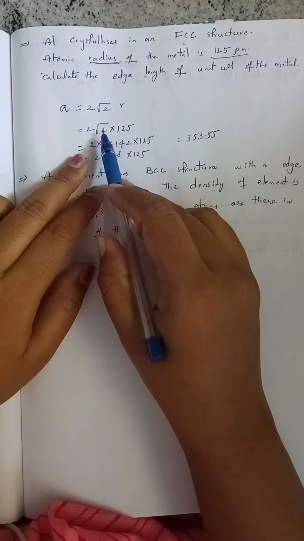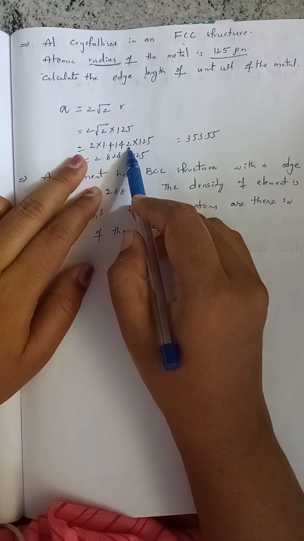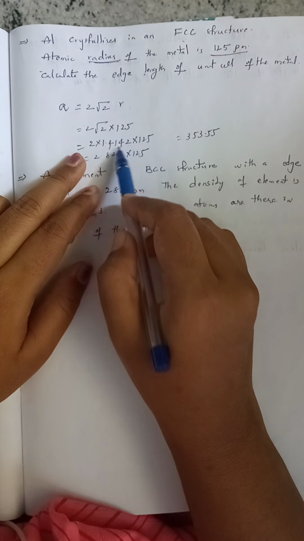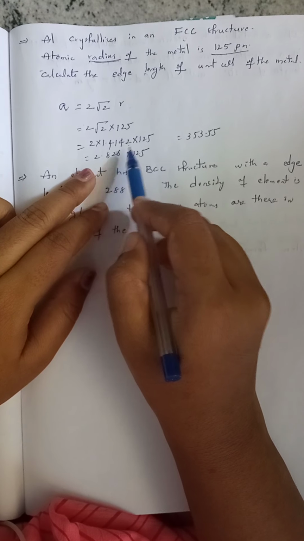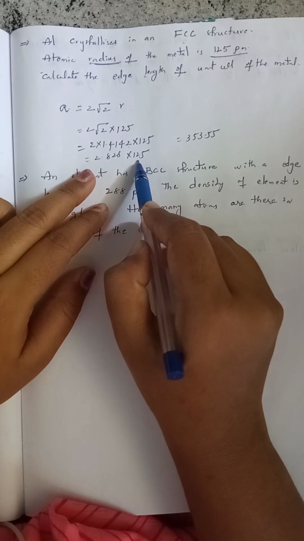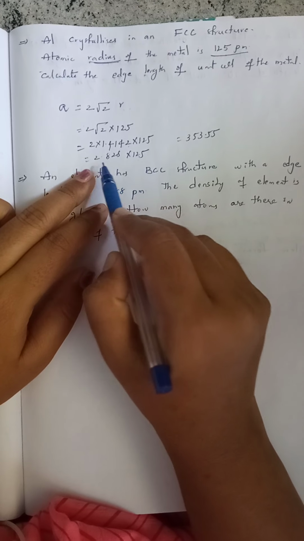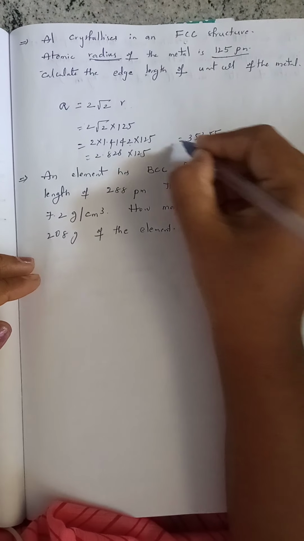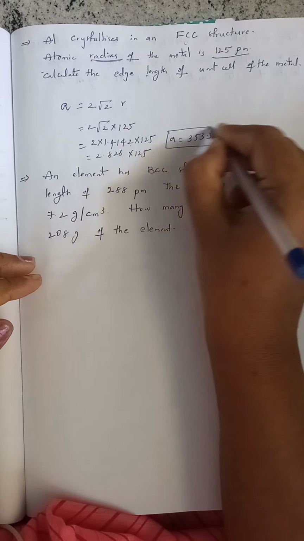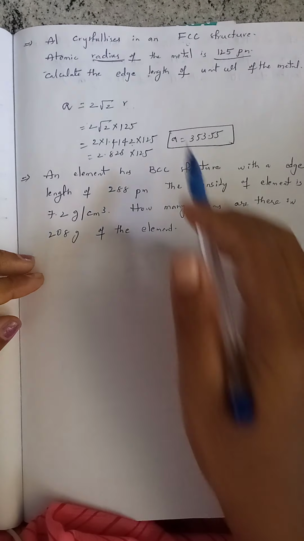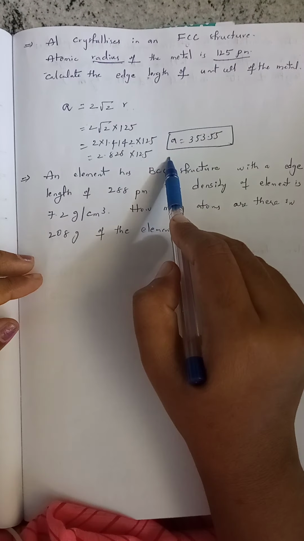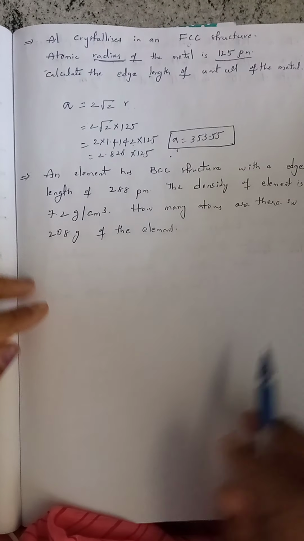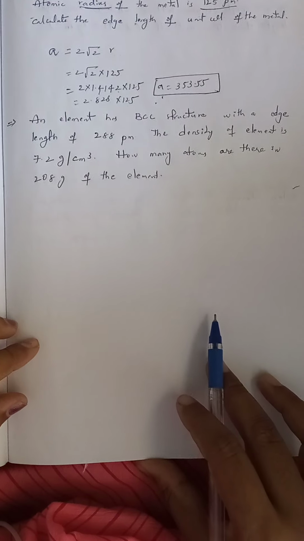Here you can see root 2 value is 1.412. 2 into root 2 value you will get 2.828 into R. What is R value given in the problem? 125. So by multiplying all this completely you will get 353.55 as A. That is edge length of the unit cell. If radius is given, based on that you will find out edge length. If edge length is given, atomic radius we can easily find out. And we'll see the next question.